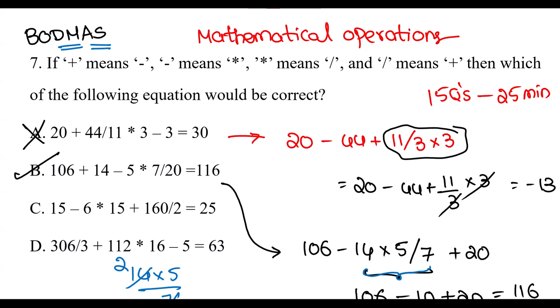Then what about this one? 11 divided by 3, you can see 3.666 something, into 3, it will become 11 only. That will compensate anyhow. So option B is correct.